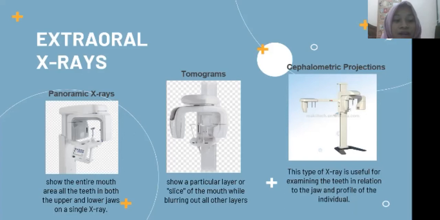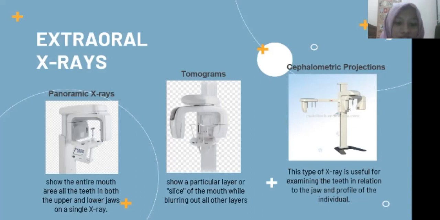First is panoramic X-ray. Panoramic X-ray shows the entire mouth area, all the teeth in both the upper and lower jaws on a single X-ray. This type of X-ray is useful for detecting the position of fully emerged as well as emerging teeth. It can identify impacted teeth and aid in the diagnosis of tumors.